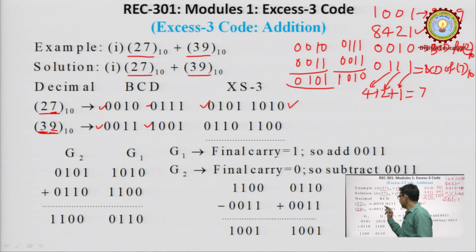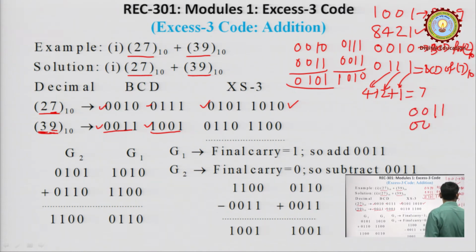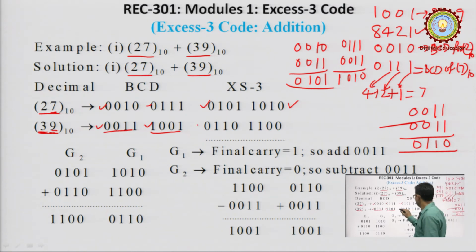To get the XS3 code of 39, we have to add 3 in binary equivalent of 3 in this one as well as in this one. So, if I add 3 here, this is 0011, then 0 1 1 and 0. So, this is the XS3 code for 3, and similarly we can get the XS3 code for 9.